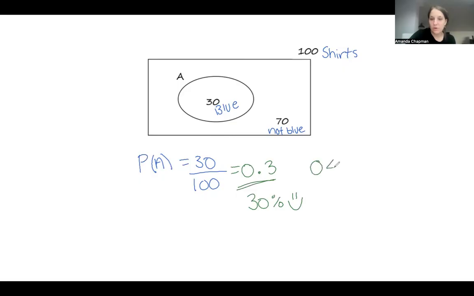So probabilities are always between 0 and 1. The probability of any event, in this case event A, is always between 0 and 1. 1 is 100%, it's happening, and 0 is 0%, and it usually falls between.